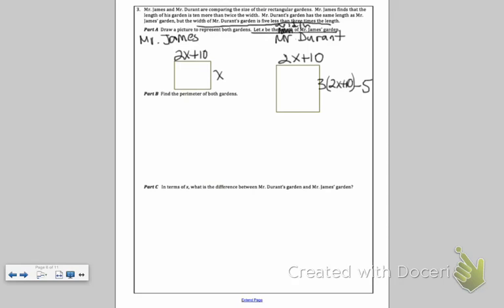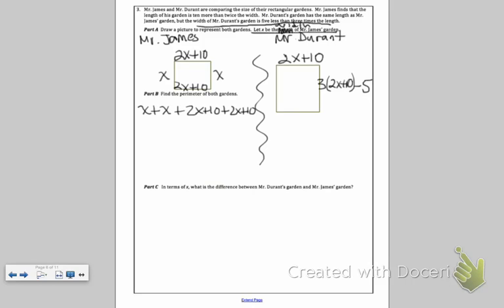So for part B, we're asked to find the perimeters of both gardens. So we have two different gardens to find the perimeter for. So remember, in perimeter, we are finding the distance around the shape. So we're adding up all the side lengths. So if I know that my width for Mr. James's garden is X, then the opposite side of that rectangular garden is also a width of X. The length is 2X plus 10, so again we have 2X plus 10 as the length on the opposite side.